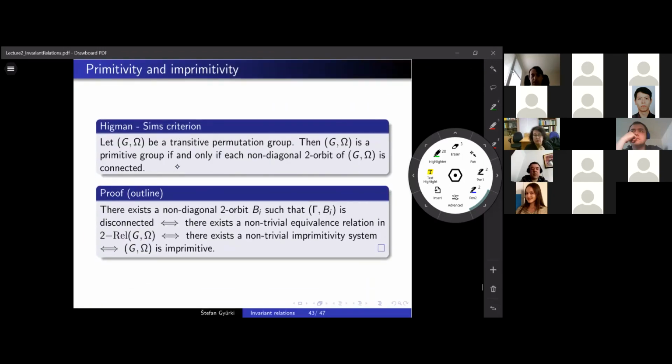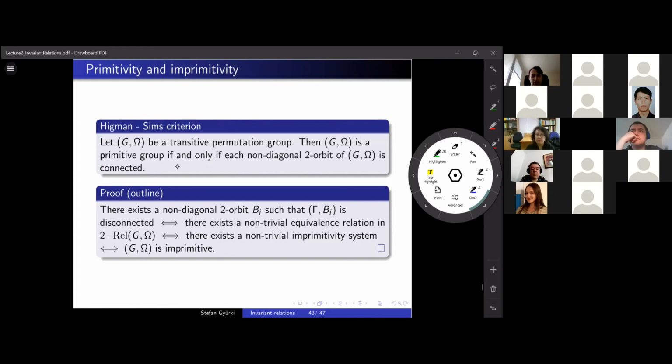Now, we are coming to a very nice result, which again joins algebra with graph theory. This theorem or criterion tells us that if we have a transitive permutation group, then this group is primitive if and only if each non-diagonal 2-orbit is connected. That means that if we draw all the graphs corresponding to non-diagonal 2-orbits, each of them is connected. If we find a 2-orbit whose corresponding graph is not connected, then we immediately know that the group is imprimitive.